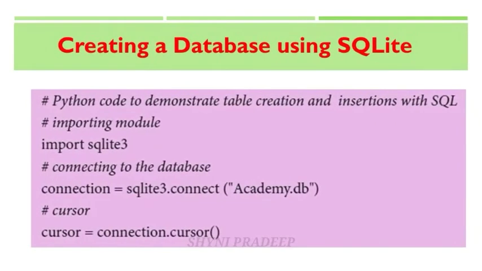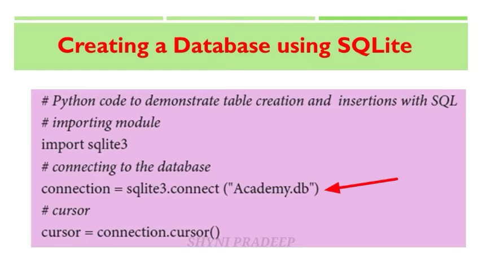Now let's see how to create a database using SQLite. See this code. This code explains how a connection is made to a database through Python sqlite3. So first step is what? You have to import the sqlite3 database. Next step is connecting to the database. So you have to connect the database: connection = sqlite3.connect.